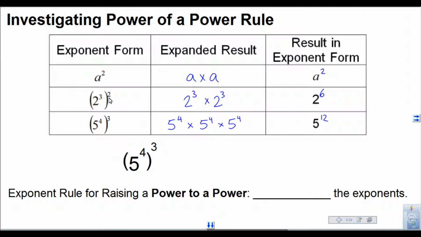So upon inspection, it looks like when you multiply these exponents, you end up over here in the result. So when we have a power raised to another exponent, all we need to do to simplify this is multiply the exponents. So that's 4 times 3. In this example here, it was 5 to the power of 12. So the exponent rule for raising a power to a power like this, all we need to do is multiply the exponents. So right now we've got a rule for adding, subtracting, and multiplying exponents.